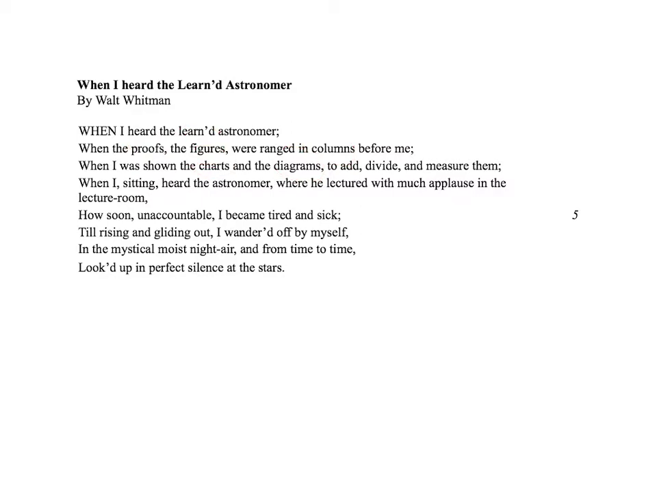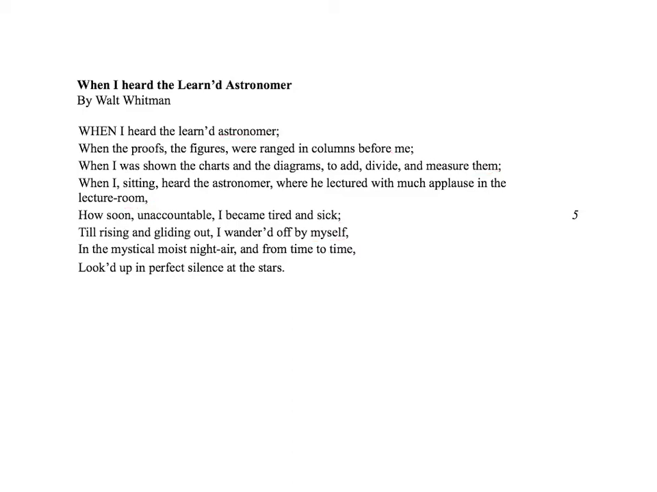A final style characteristic of Whitman's work is that it is written as free verse. Look at the end of each line. Astronomer, me, them, room, sick, myself, time, stars. There is no rhyme here. There's also no meter, no set pattern of beats per line or syllables per line. However, that does not mean that the poem lacks rhythm.